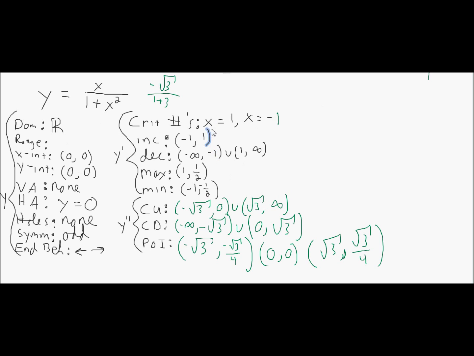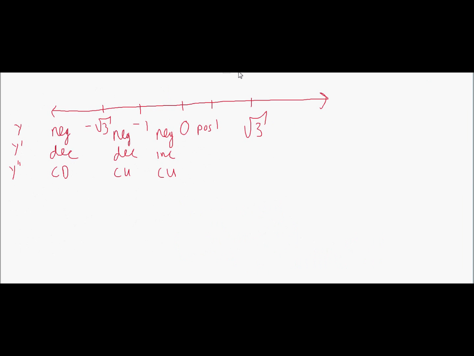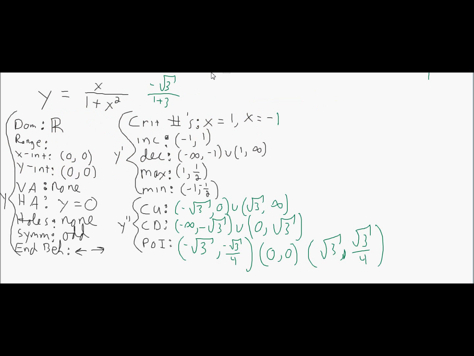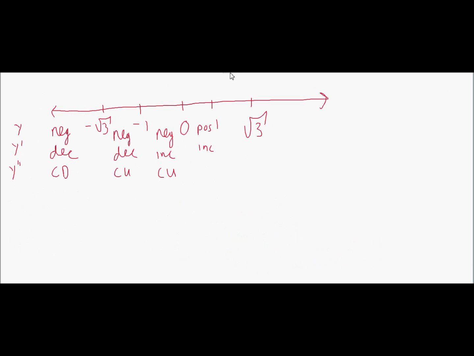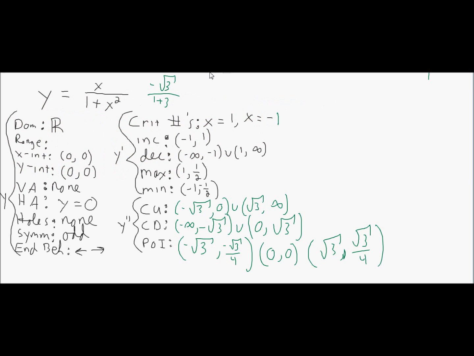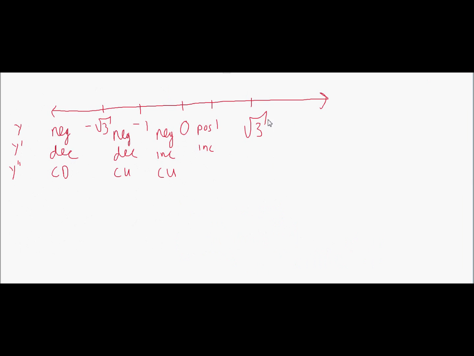After 0, it's still increasing from negative 1 to 1, so it's still increasing. Checking concavity between negative 1 and... No, I'm sorry, negative 1 and 0, right? No, 0 and 1. I'm sorry. Between 0 and 1, that's up here, that's going to be concave down. So concave down.